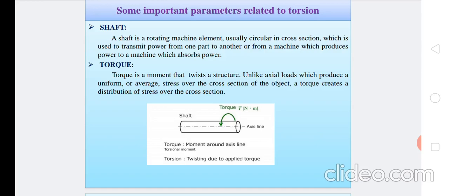Now, what is torque? Movement around the axis. Torque is a moment that twists a structure. In this figure, the green arrow line shows the torque, which is in Newton meter. Unlike axial loads, which produce a uniform or average stress over the cross section of the object, a torque creates a distribution of stress over the cross section.